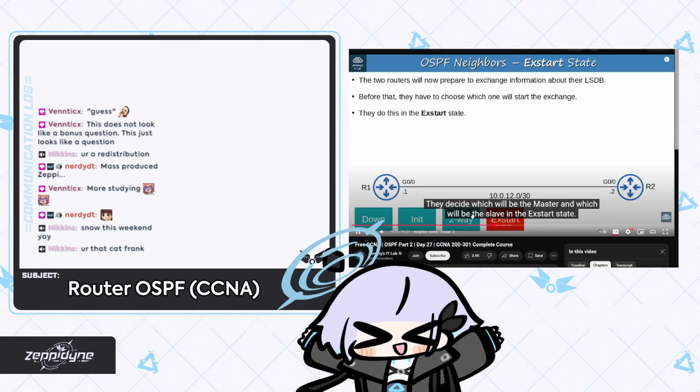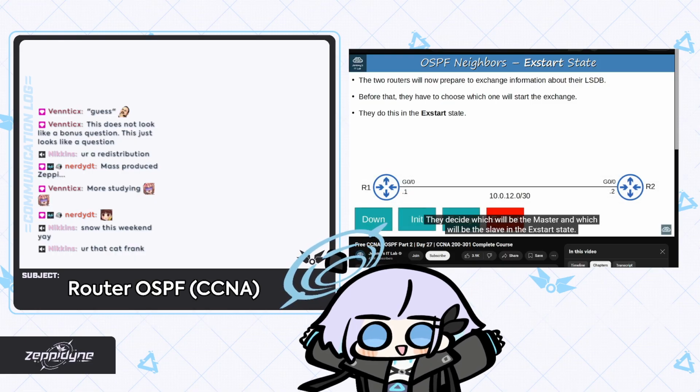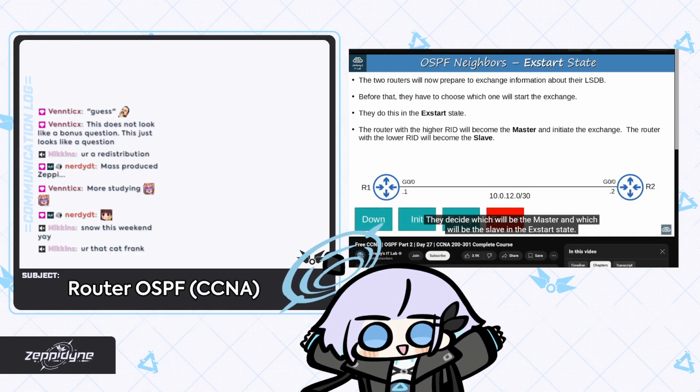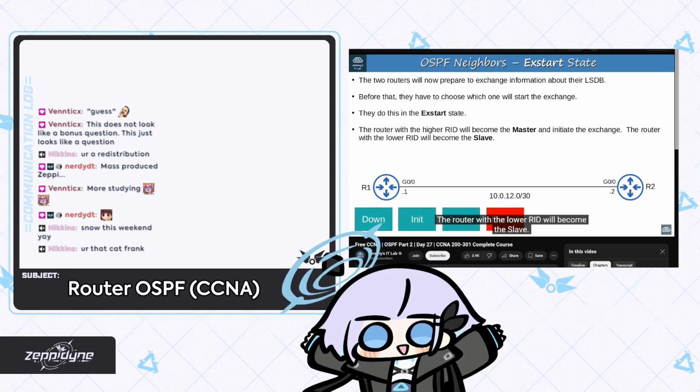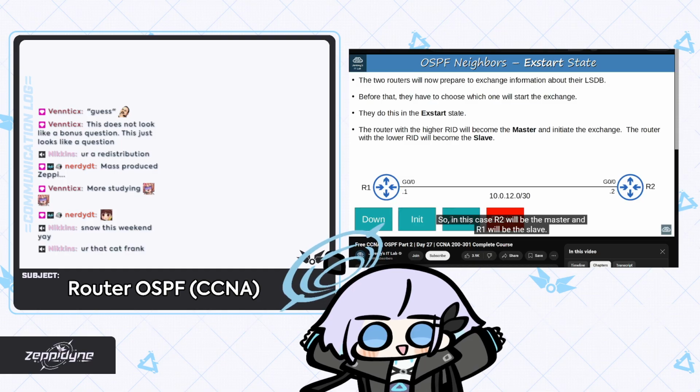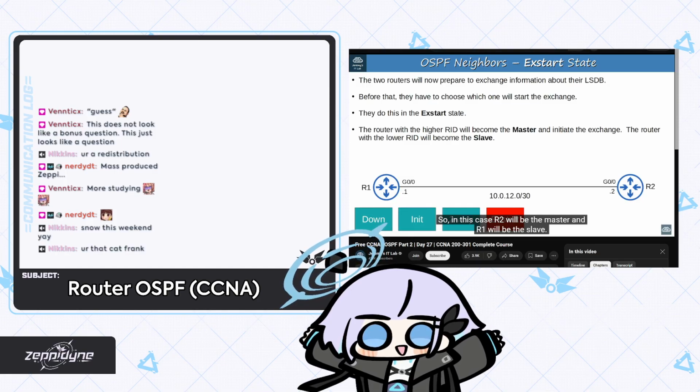They decide which will be the master and which will be the slave in the ExStart state. The router with the higher RID will become the master and initiate the exchange. The router with the lower RID will become the slave. In this case, R2 will be the master and R1 will be the slave.